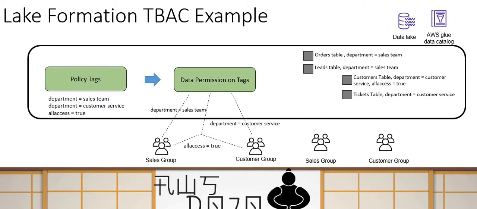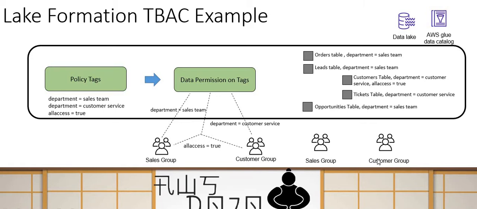Then you have your tickets table where the department is equal to customer service, and then we got one opportunities table where department is equal to sales team. So you see, in this example we are creating 5 different tables, and each one has certain policy tags attached. Now based on the policy tags attached, and based on the data permissions defined for these policy tags, the sales group and customer group will automatically get access to these tables.